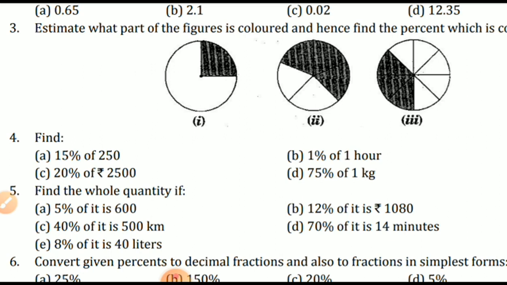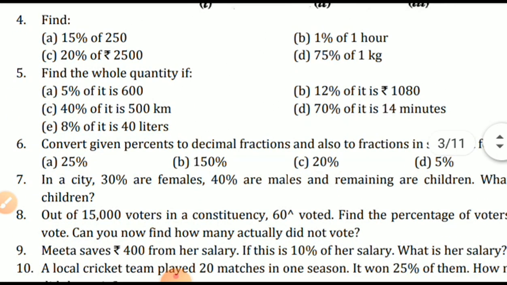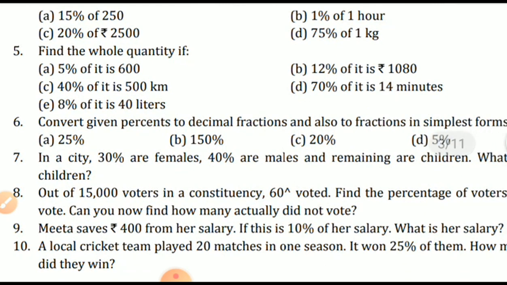The fifth question asks us for the whole quantity if 5% of it is 600. So we have to find the whole. Then, 40% of it is 500 kilometers. We have to find out what 100% is. Next one, convert the given percents to decimal fractions and also to fractions in simplest form: 25%, 150%, 20%, and 5%.